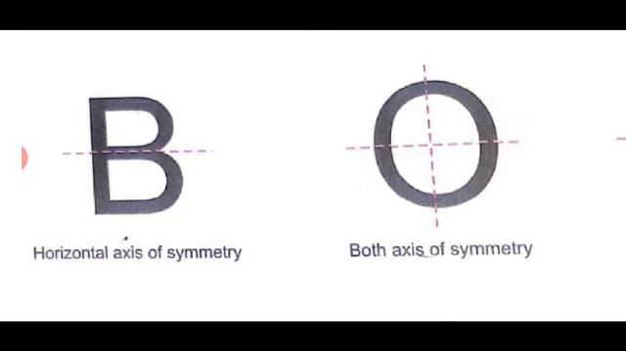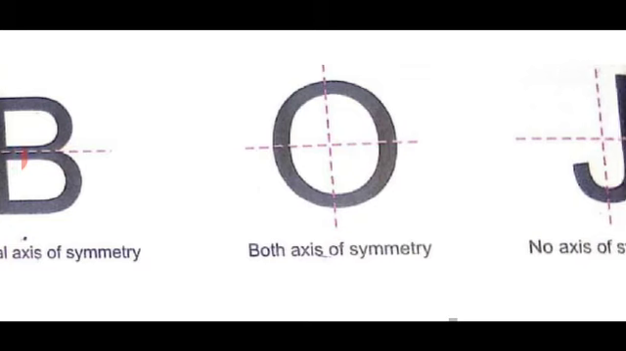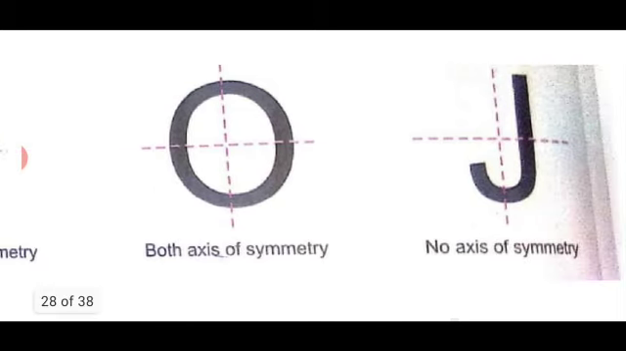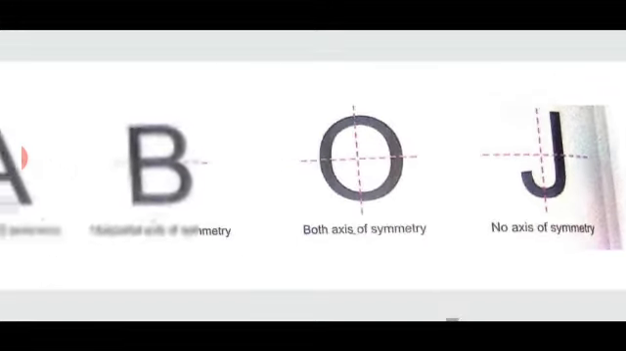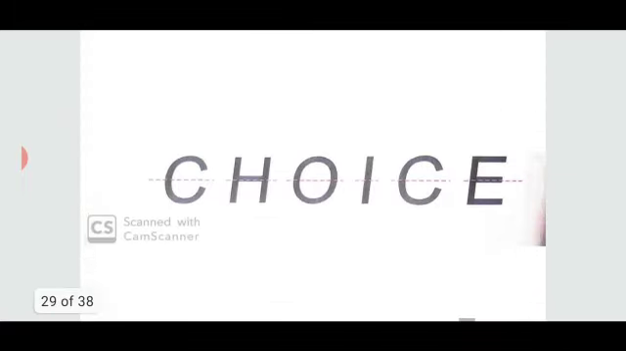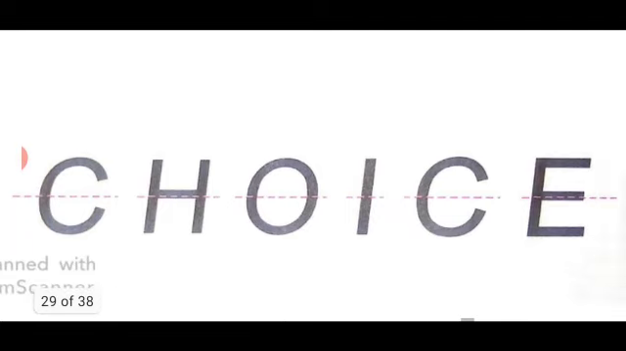O: having two axes of symmetry, vertical also, horizontal also. J: no axis of symmetry. We could not divide J into two equal halves. Let us now make a word using letters with horizontal axis of symmetry. Let's take CHOICE. I have drawn the line, or we can say horizontal axis of symmetry, to divide it into two equal halves. CHOICE.